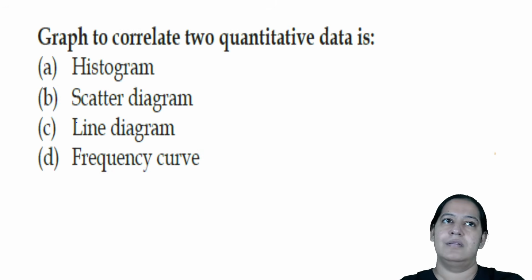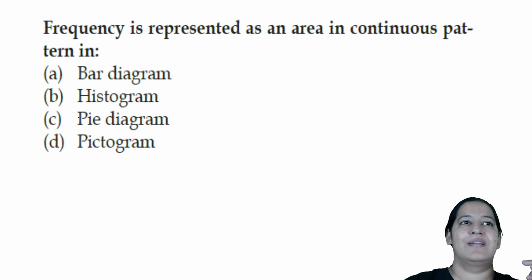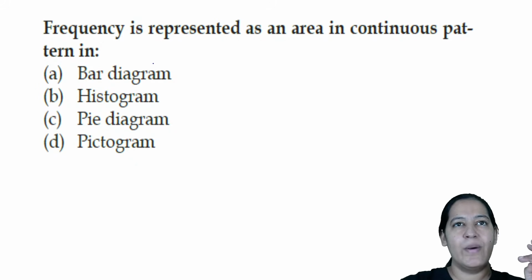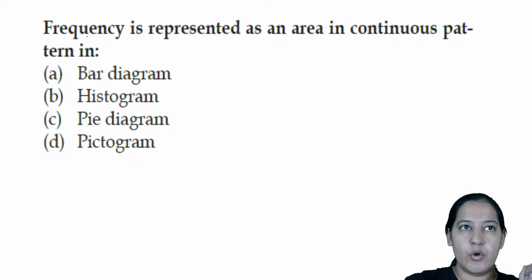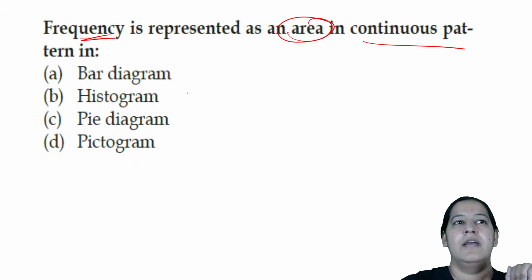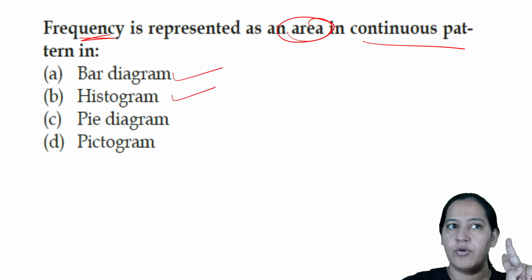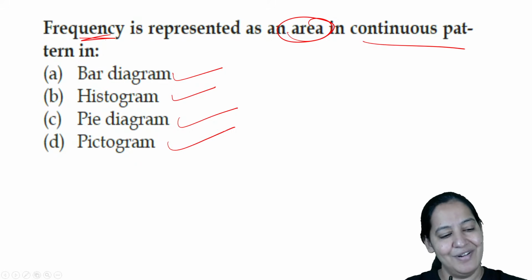This I have already asked, I guess. Yes or no? Okay, let me show you. This one. Who will tell me? Frequency is represented as an area. In which of the following? Frequency is represented as an area in a continuous pattern. Is it bar diagram? Is it histogram? Is it pie diagram? Or is it pictogram? Who will tell me?